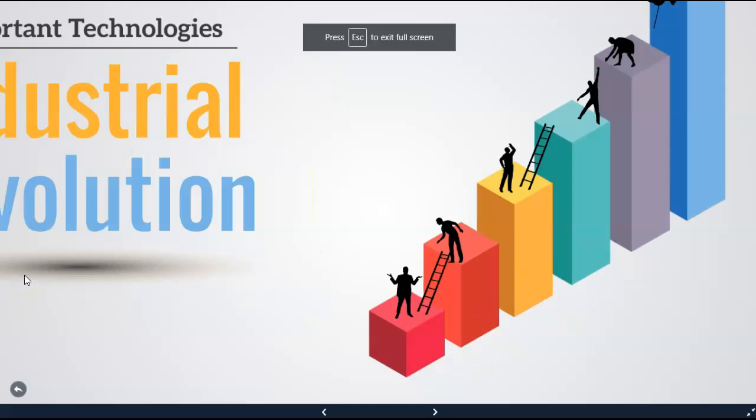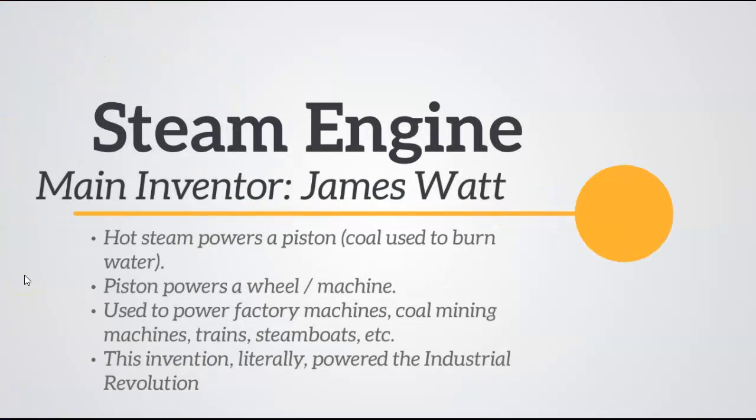So we're talking about technologies. The first one, and there's no real particular order to this, so don't think that I'm choosing this order for a specific reason, is the steam engine. Don't worry about knowing who the inventors are for these technologies. The main inventor is James Watt. You're not going to have to know that for any test or quiz, so don't worry about writing that down in notes or anything like that.